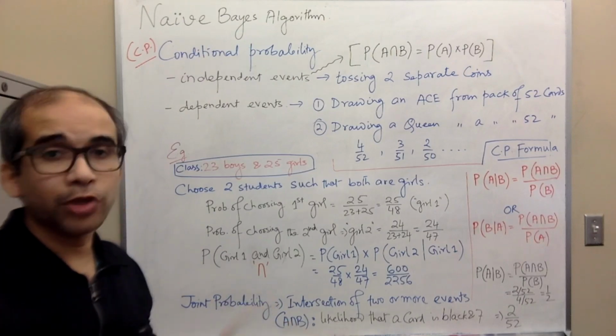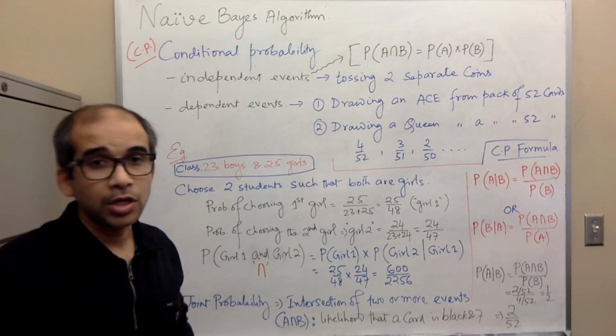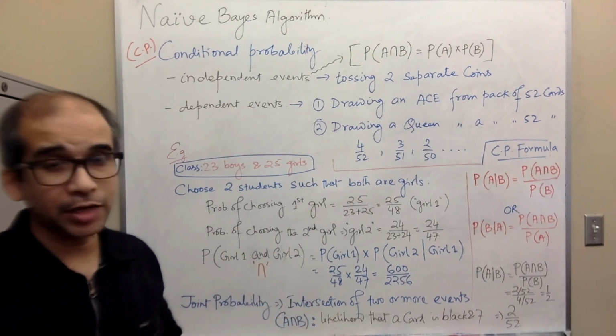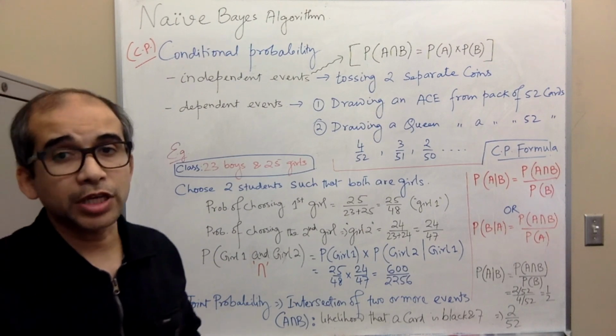Examples and the overall idea of the conditional probability. Okay, so we have to talk about two different types of events first: independent events and dependent events. So independent events are like tossing two separate coins.